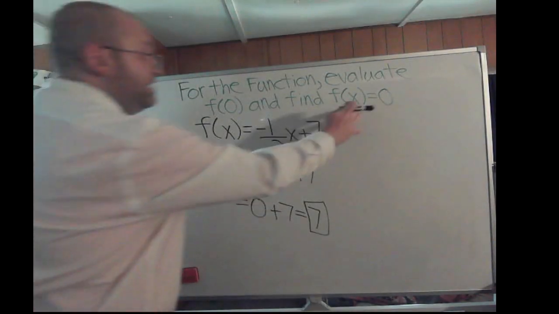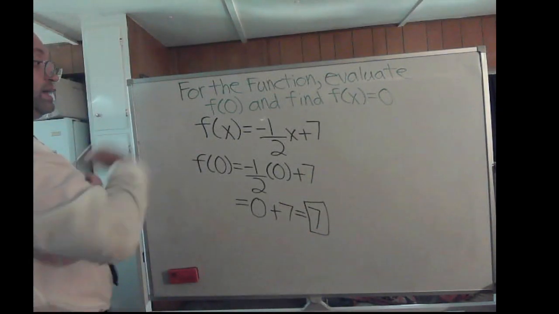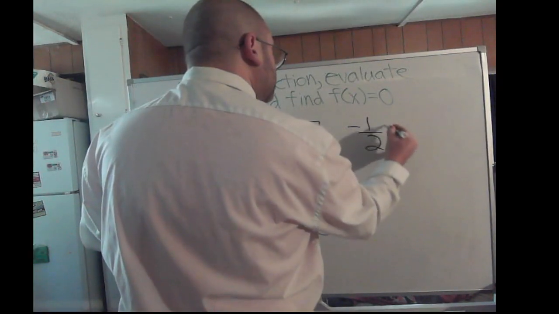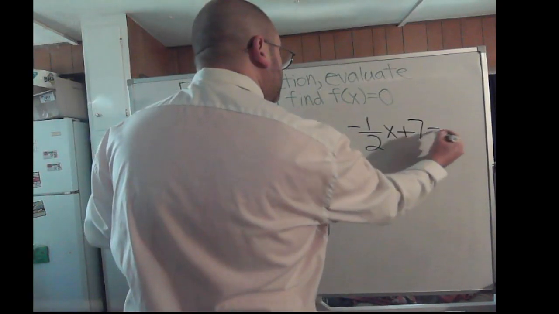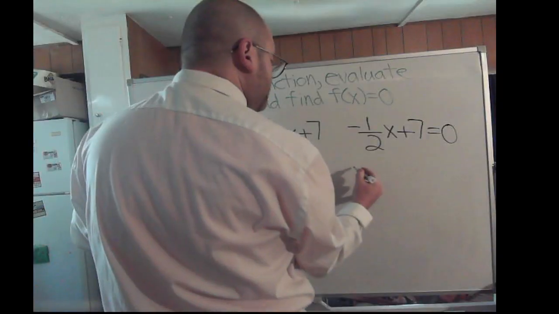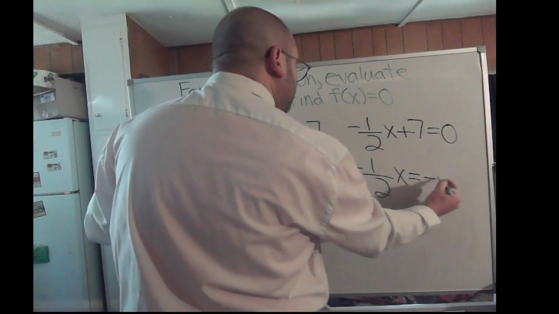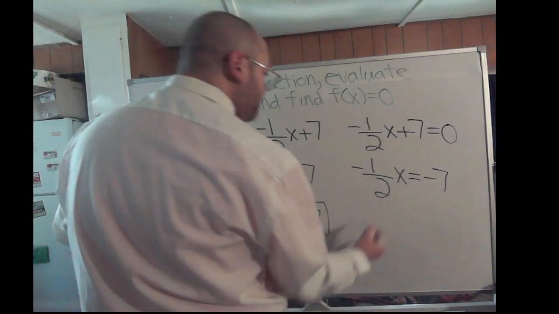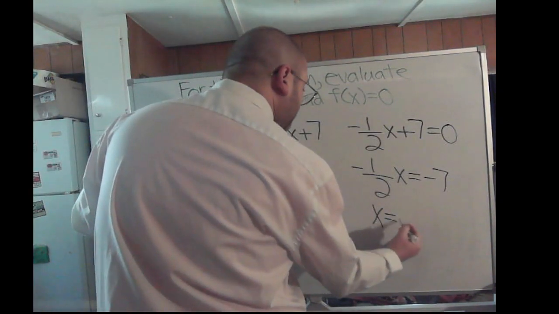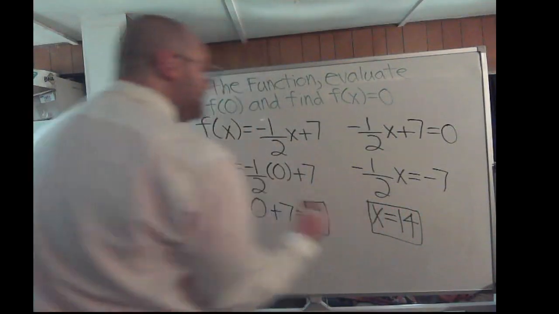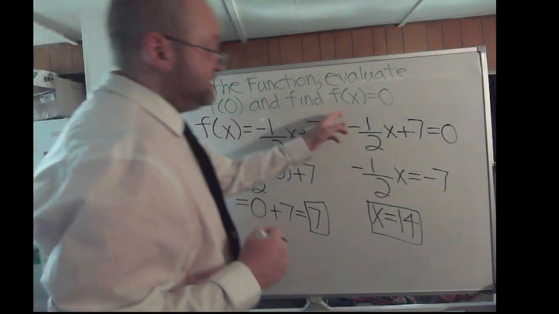Now you want to set f of x equal to 0 and solve for x. So you'll take that negative 1/2 x plus 7 and set it equal to 0, which is the same as negative 1/2 x equaling negative 7. So then x would equal 14. So you get an x value of 14 when f of x is set equal to 0.